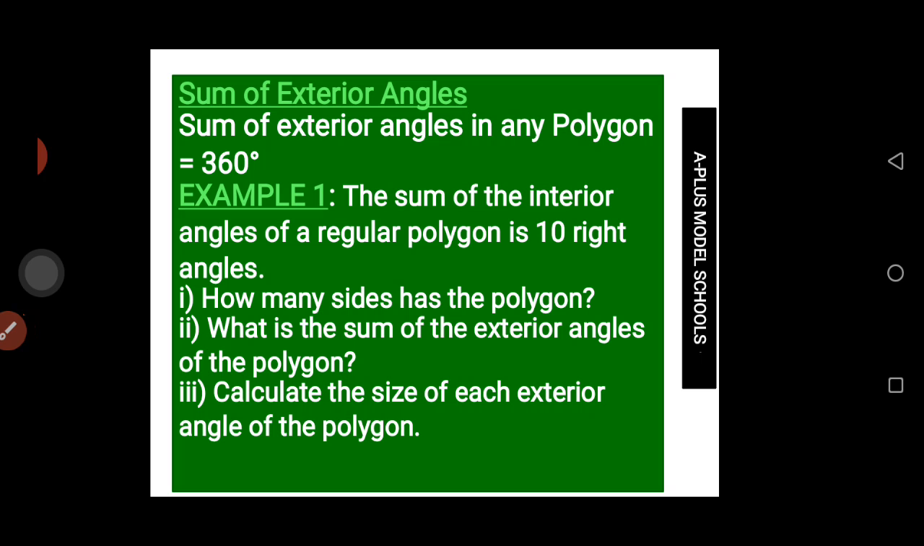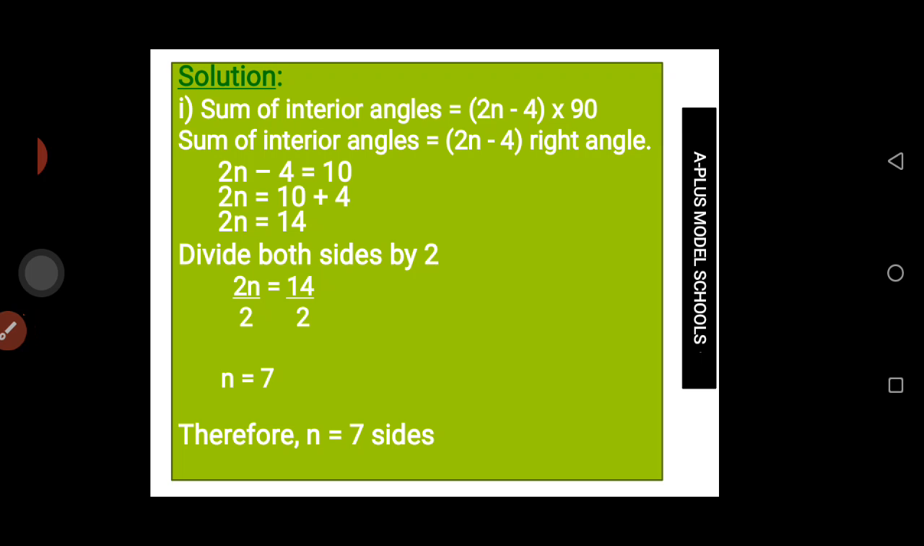So after looking for the number of sides of that polygon, you now look for the sum of the exterior angles. Then after that, you now calculate the size of each exterior angle of the polygon. Now let's go to the solution.